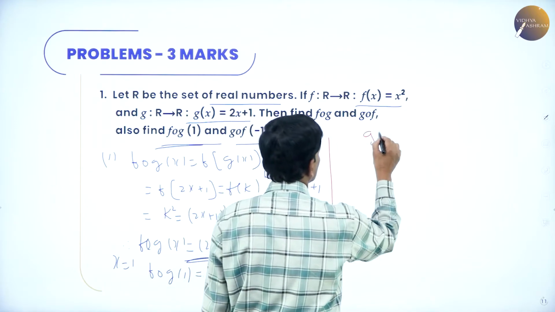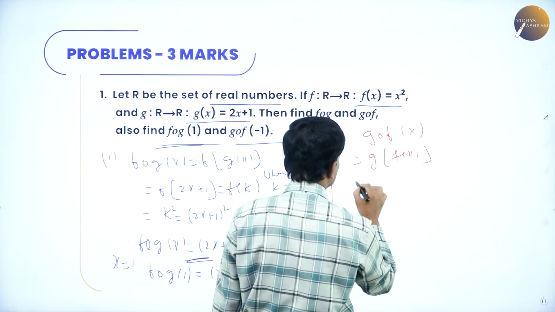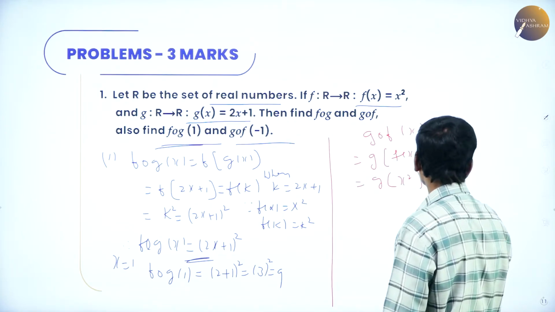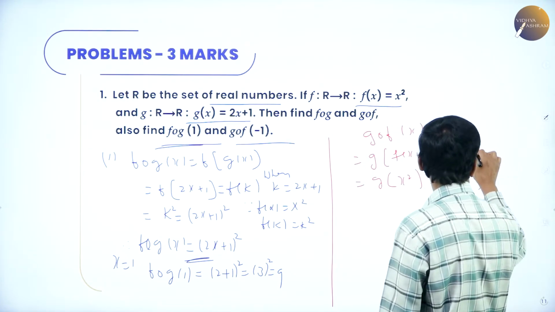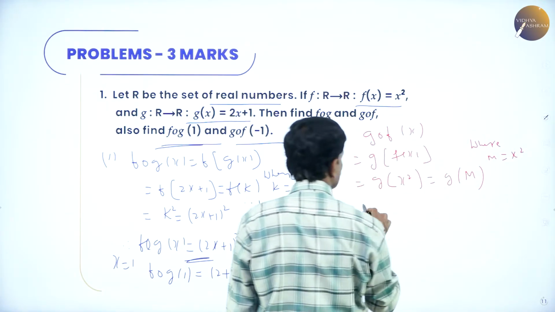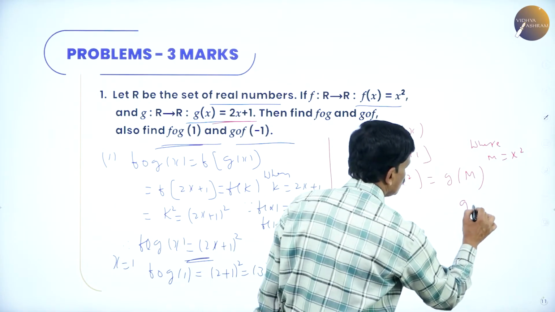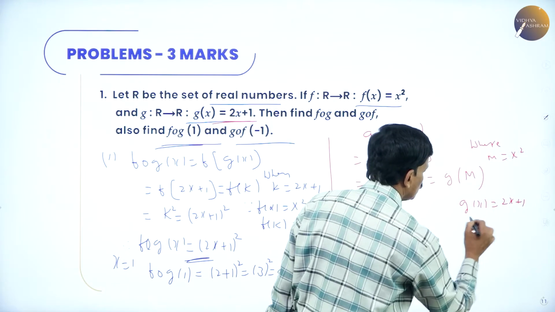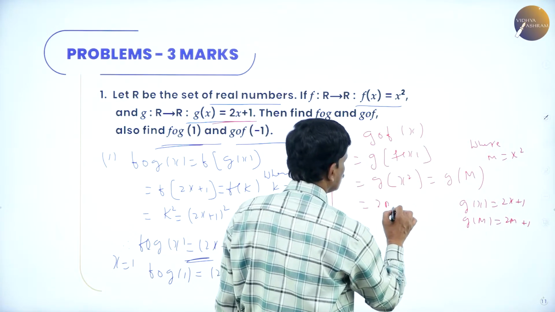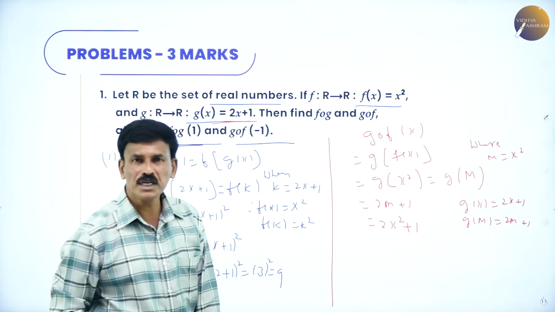Second one is g of f. g of f of x is equal to g of f of x. So this is equal to g of, what is f of x? f of x is equal to x square. Let us call it as g of m, where m is equal to x square. Since g of x is equal to 2x plus 1, if it is replaced by m, g of m is equal to 2m plus 1. Substitute the value of m. That's equal to 2x square plus 1.